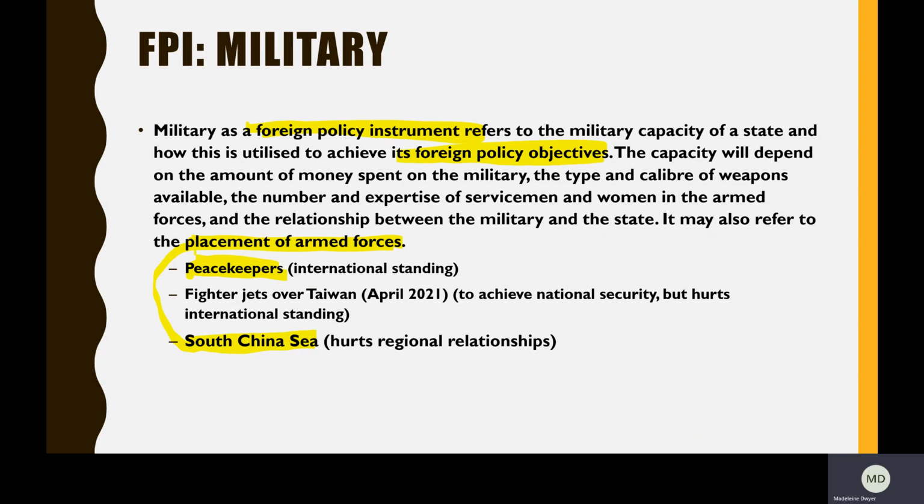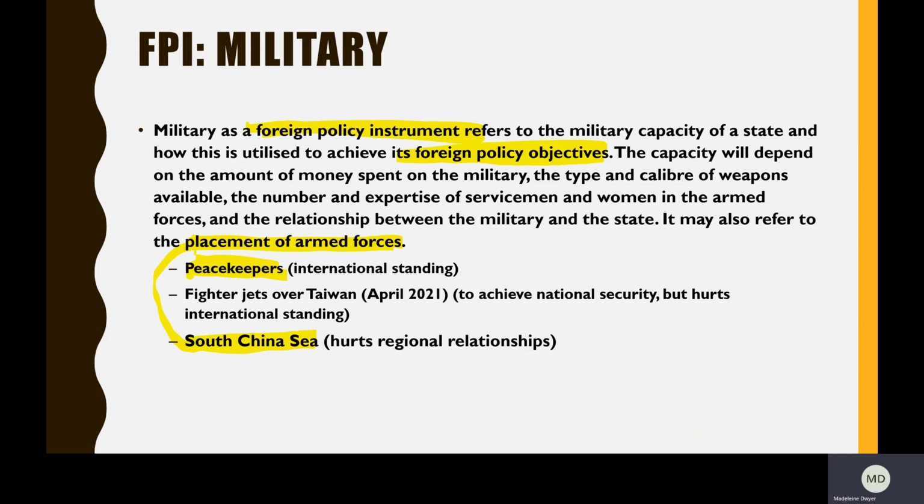It's a carrot here. It can be seen as being soft. It's not being coercive with their peacekeepers. So peacekeeping is a good use of military power, also soft power, but is also a foreign policy instrument. They're helping spread China's goodwill across the world.